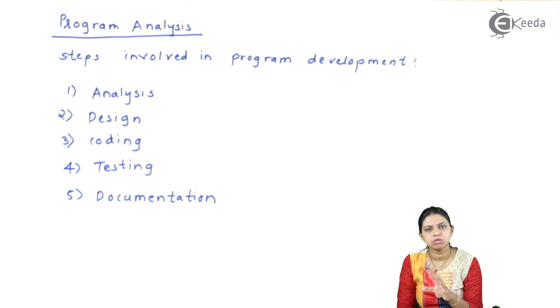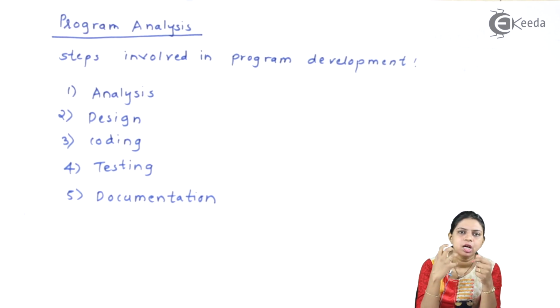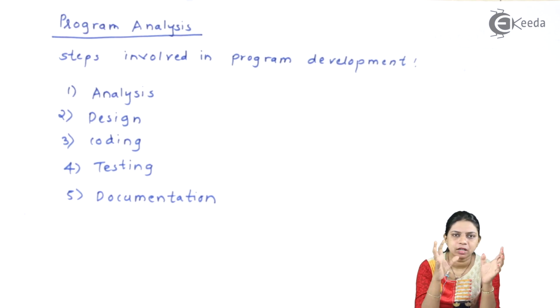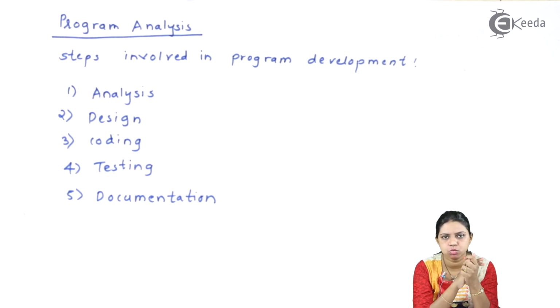Once your design is ready, the next step is called coding. Converting your entire design into some programming language is called what? Coding. Here you actually start working on your program by translating all your designs into a programming language, and that part is called coding. Once the coding is done, the next part that comes is called what?